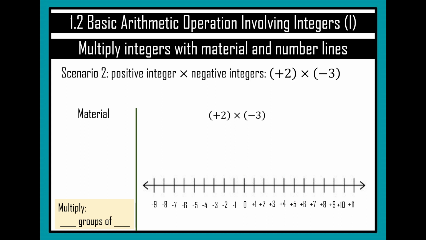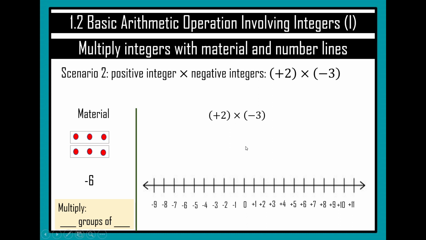The second scenario is a positive integer multiplied by a negative integer. Remember, this will be read as 2 groups of 3, which means that I need 2 groups. In each group, I have 3 red circles. So I have a total of 6 red circles, which is negative 6.